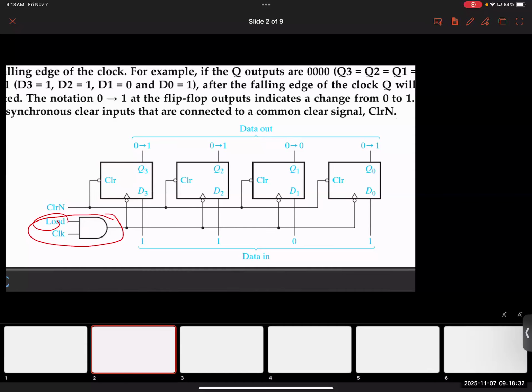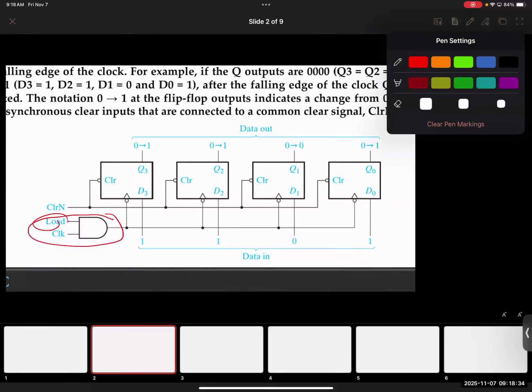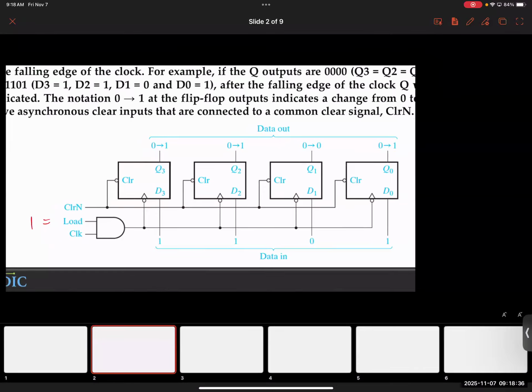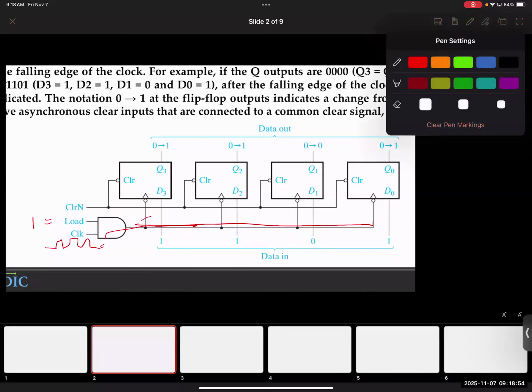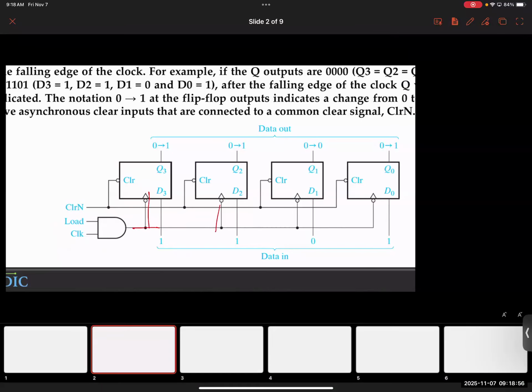Okay. Now, the point is, once I set load equals 1, then it's as if your clock signal is basically the controller now. Because if you have clock 0, you get 0. If you have clock 1, you get 1. Essentially, you get the clock signal at the output, right? You see my point here? So once you decide to load, you essentially start putting the clock into the flip-flops. So once the flip-flop gets the clock edges, it will send this input to the output, okay?